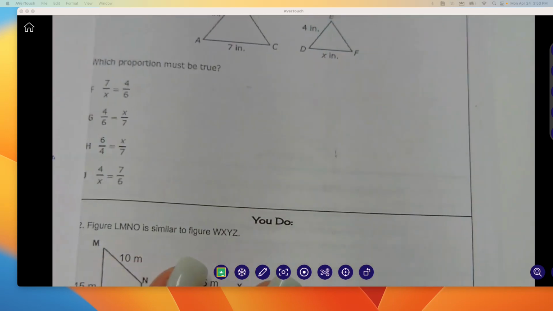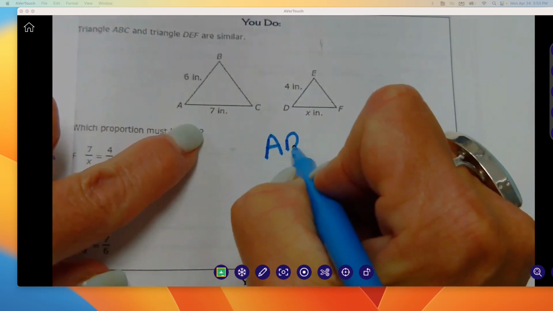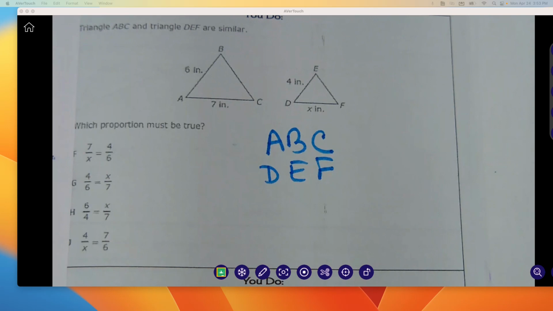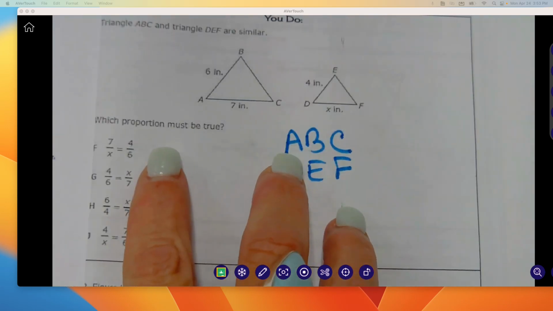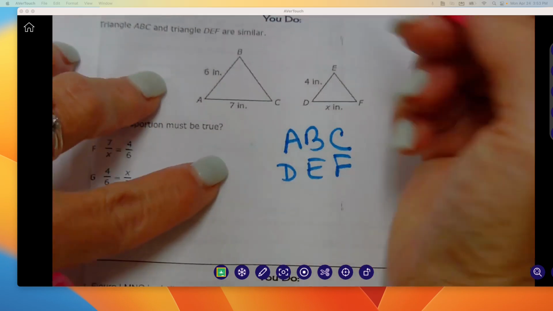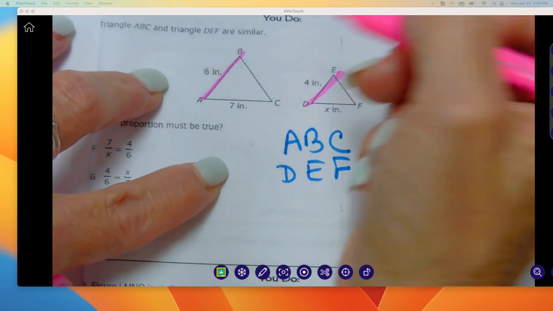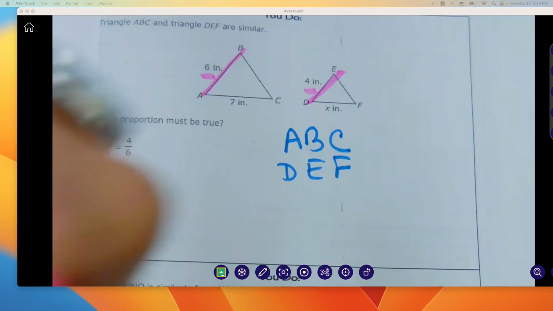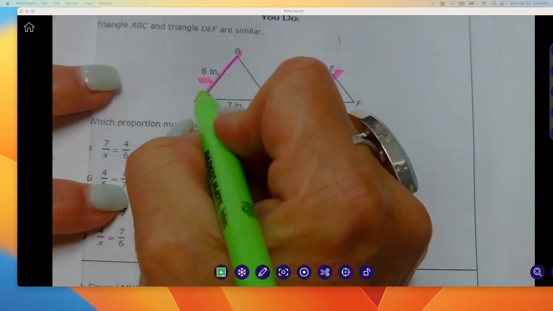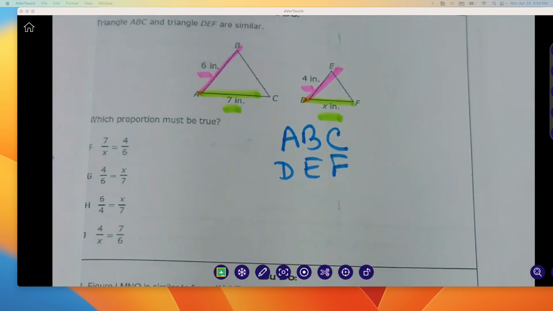Let's look at the next one. Let's see if these are in order. We have A, B, C, D, E, F. So it makes it easier. We know they're facing each other. They want to know which proportion must be true. Okay, so because these are facing each other and they're using numbers instead of side lengths, I'm going to highlight. So A, B, D, E. So we know that's 6 and 4. And then we know that AC and DF. So 7 and X. Okay, so let's match this up.